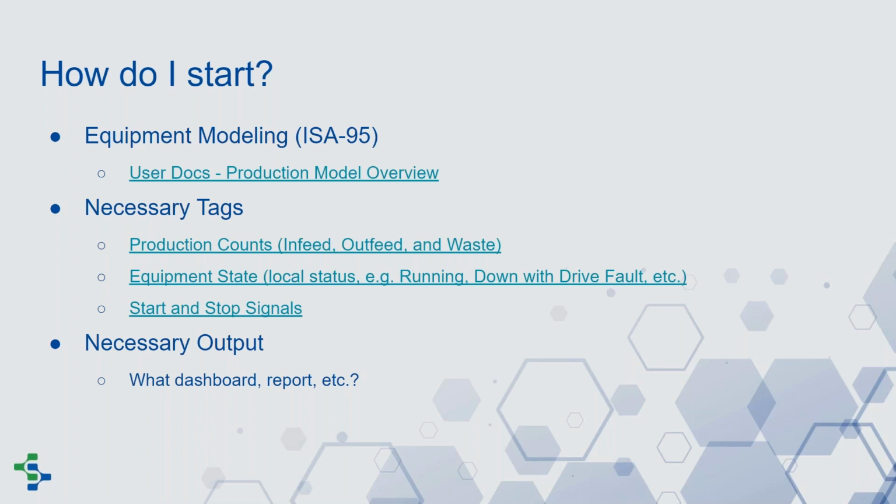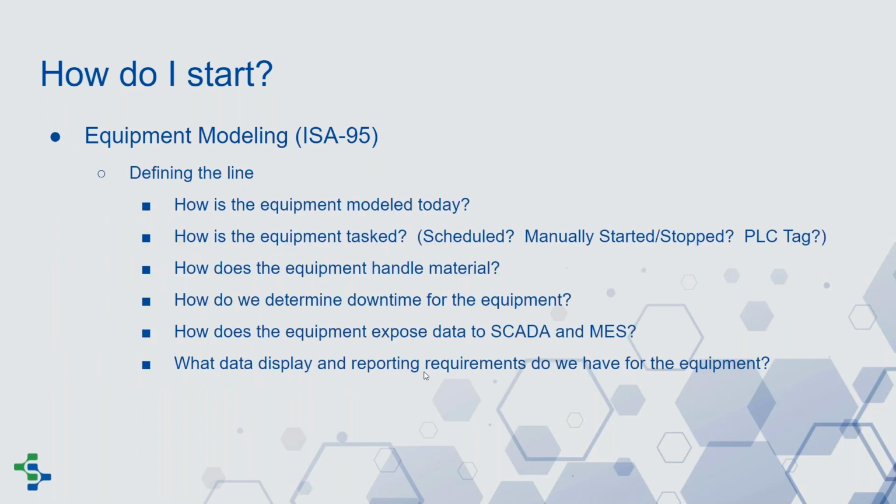So those types of signals, that could be an operator button press, that could be automatically from a schedule that's downloaded from the ERP, maybe based on a PLC tag. There's some flag in the PLC that goes true, telling us, hey, we're running now, or we should be running, based on the actions that have taken place on the plant floor. I don't know what those are for you and your organization. You've got to identify those. All right, so that's what we need. We need to model the equipment. We need to capture production counts, equipment status or state, and start and stop signals.